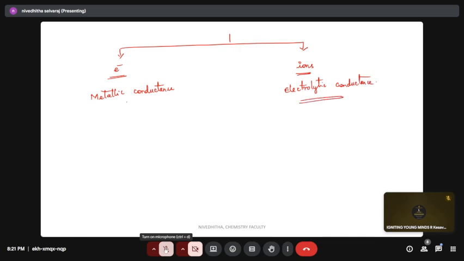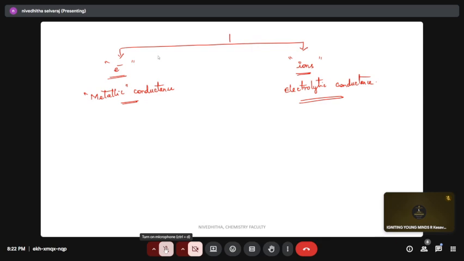So there is a difference between metallic conductance and electrolytic conductance. Very basic difference: here the current is produced due to flow of electrons, and here the current is produced due to flow of ions. That's it. So in this chapter we want to discuss electrical conductance completely. Is that clear? First, we'll see the meaning of metallic conductance and electrolytic conductance, and then get into the flow of the chapter. Why is it called metallic conductance?